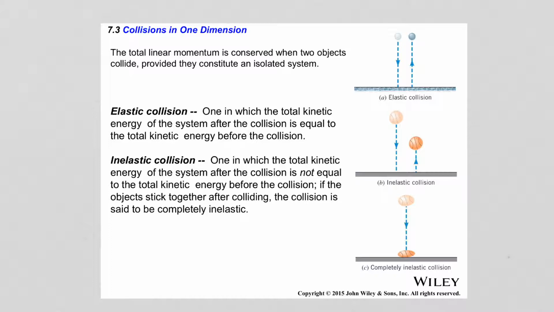So elastic collision is defined as one in which the total kinetic energy of the system after the collision is equal to the total kinetic energy before the collision. That means that during collision there is no loss of energy. Inelastic collision is one in which the total kinetic energy of the system after a collision is not equal to the total kinetic energy before the collision. If the objects stick together after colliding, the collision is said to be completely inelastic.